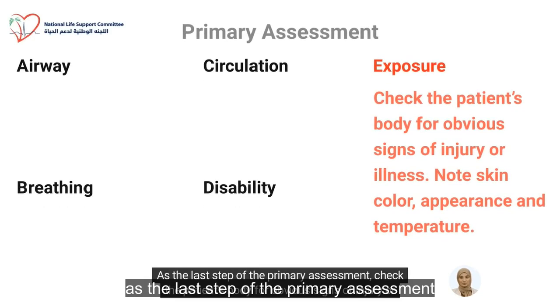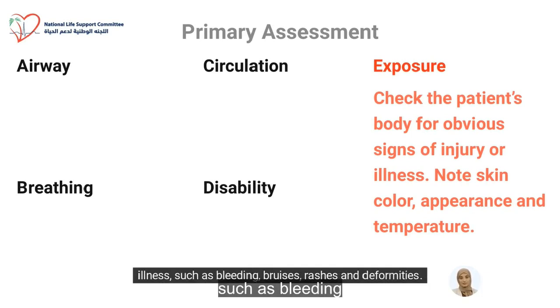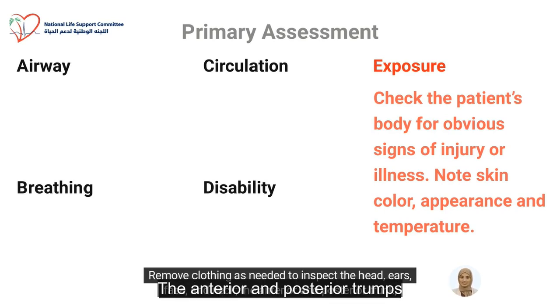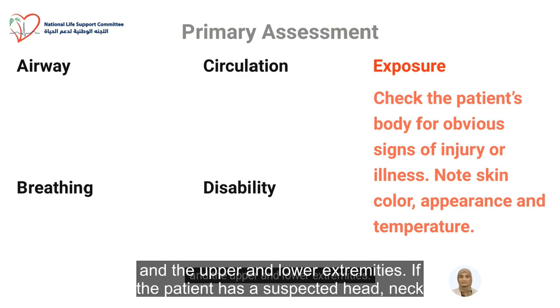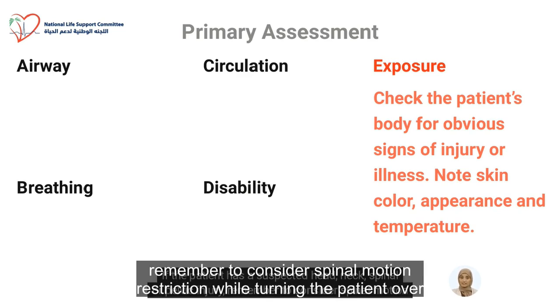As the last step of the primary assessment, check the patient's body for obvious signs of injury or illness, such as bleeding, bruises, rashes, and deformities. Note skin color, appearance, and temperature. Remove clothing as needed to inspect the head, ears, face, and neck, the anterior and posterior trunk, and the upper and lower extremities. If the patient has a suspected head, neck, spinal, or pelvic injury, remember to consider spinal motion restriction while turning the patient over.